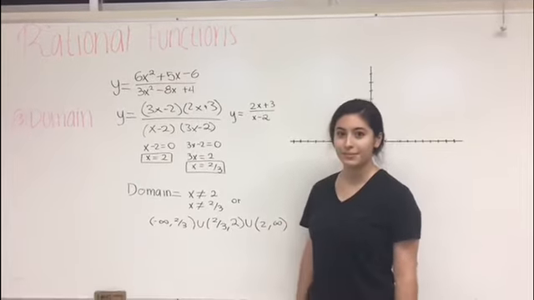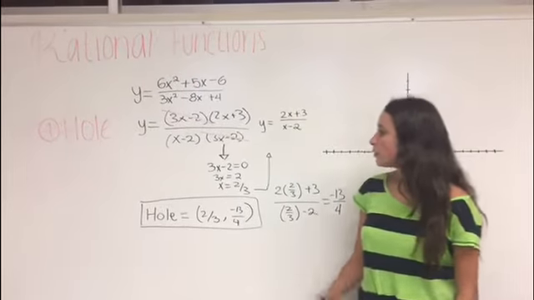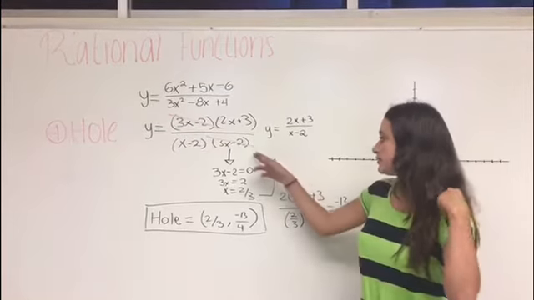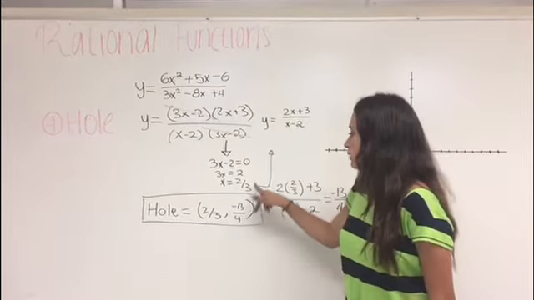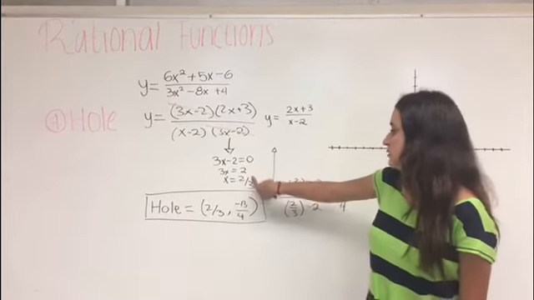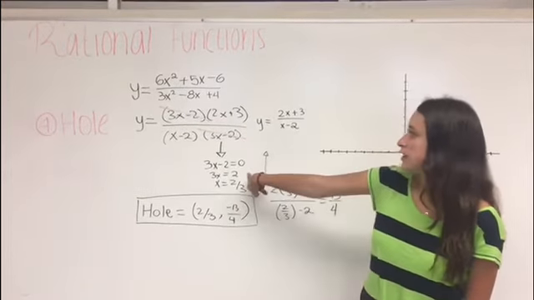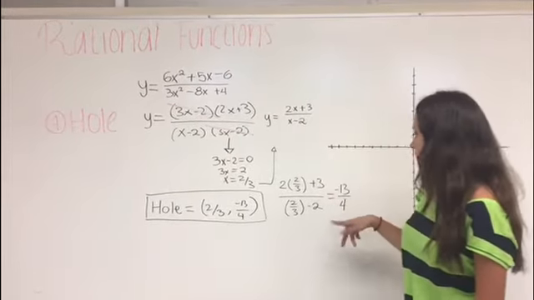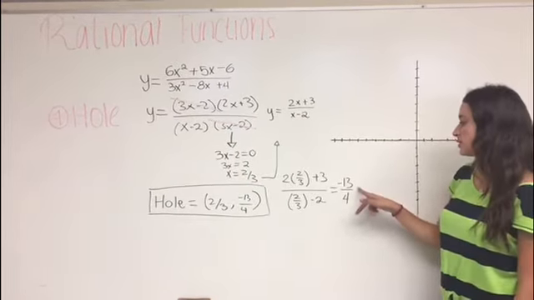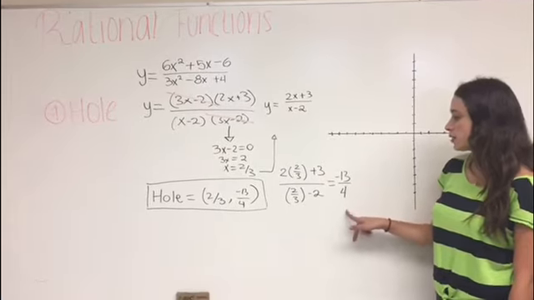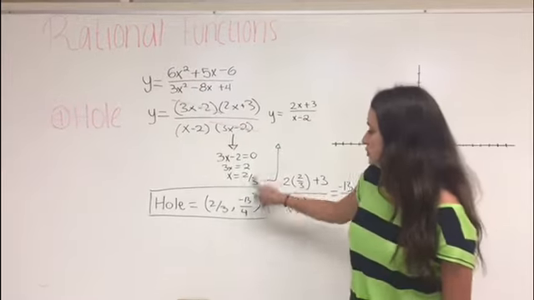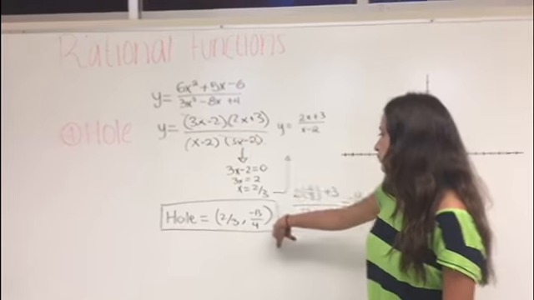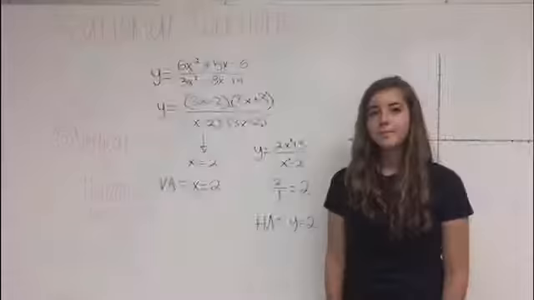To solve for the hole in this function, we need to solve for x in the eliminated factor. So it will be 2/3. And this x we will substitute in the simplified expression, which will give the solution minus 13/4. So 2/3 will be the x of the hole and minus 13/4 will be the y of the hole.